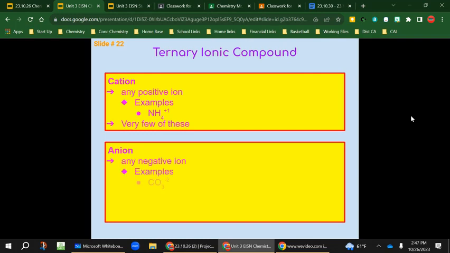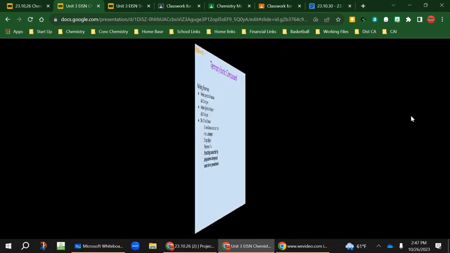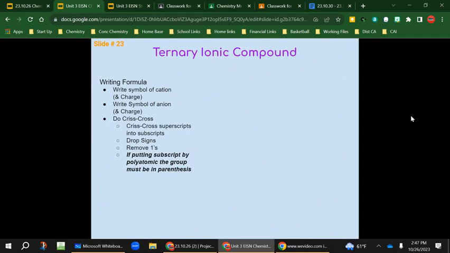Now, there are lots of negative polyatomics. CO3, carbonate. OH, hydroxide. PO4, phosphate. There are a lot of negative polyatomics. So normally polyatomics will be at the end of your compound. But understand, this one would be at the beginning. All right. So here we go, ladies and gentlemen.